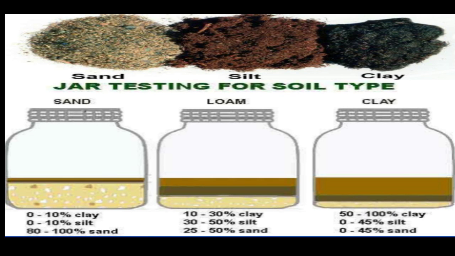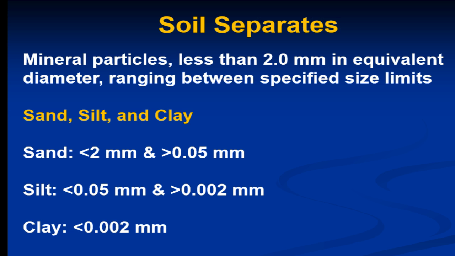Soil texture. Soil texture is the particle size distribution of a soil sample. There are three fine earth soil particles: sand, silt, and clay. And the concentration or distribution of those fine earth particles determines the soil texture.